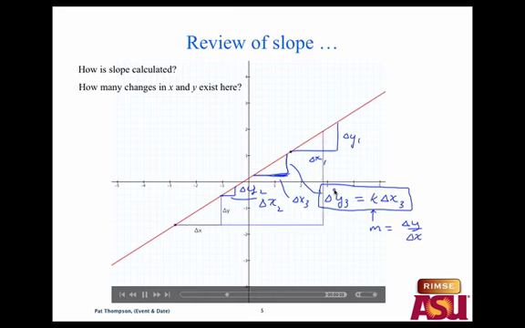Okay, so this is just showing that, back to our question, there are an infinite number of changes in x and changes in y that we could represent on this graph. We can start at any point, we can pick any delta x, and there'll be a corresponding delta y that will be k, or the slope, times that delta x that we picked.